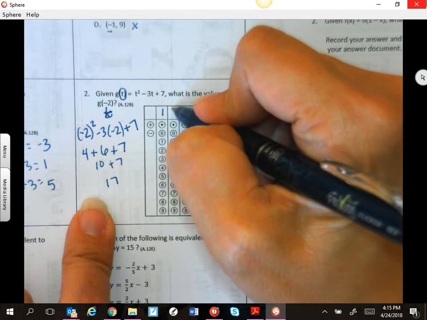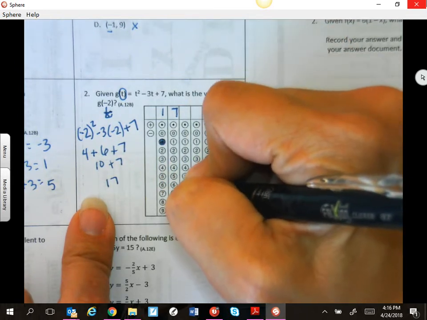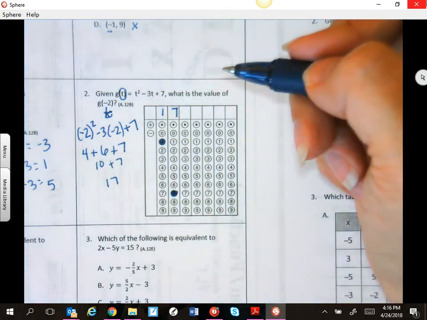Now remember, you have a floating decimal here, so you really only need to use those first ones. You can put the plus sign if you wanted to.